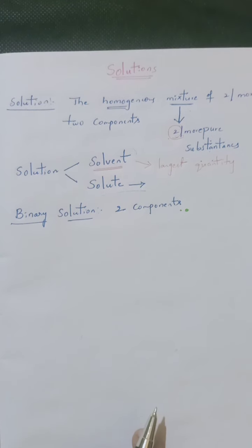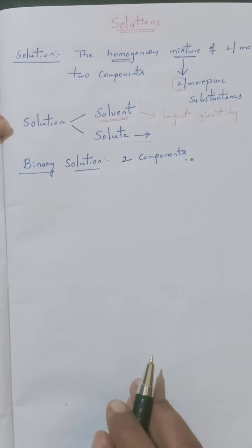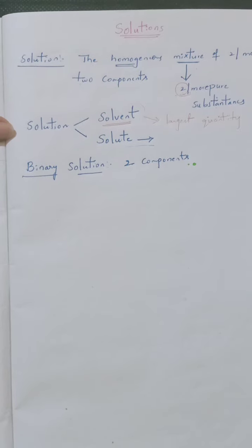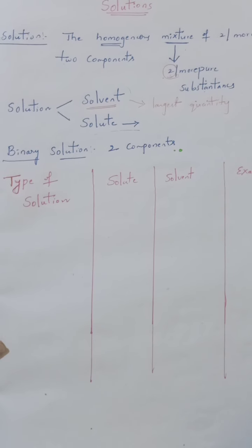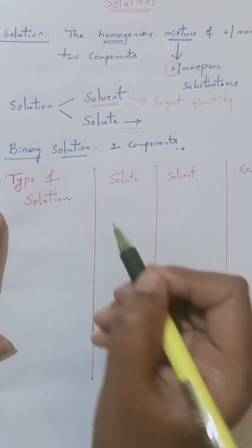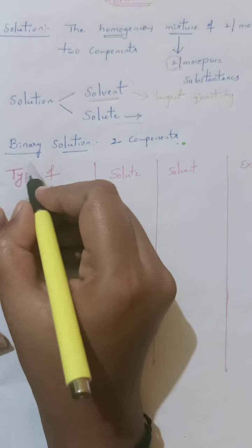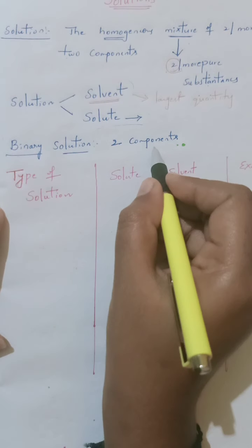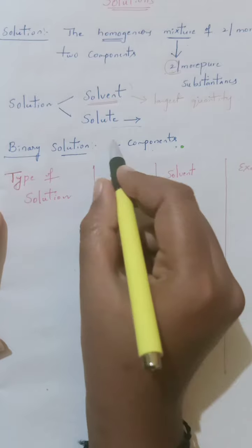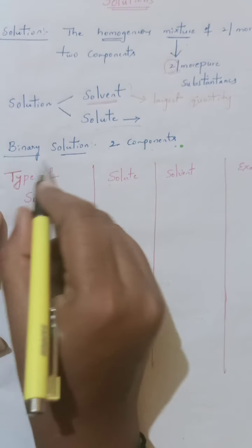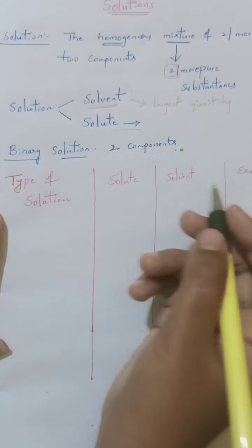That means they contain only 2 components. In that, one is solvent, other one is solute. Now we'll see about the types of binary solutions. So what are binary solutions? They contain only 2 components, one is solute, other one is solvent. These binary solutions are again classified into 3 types.